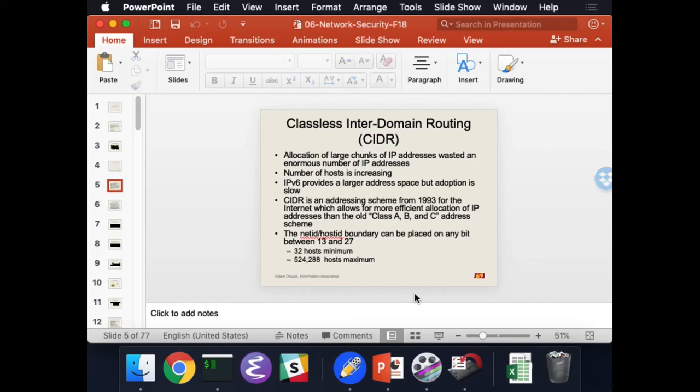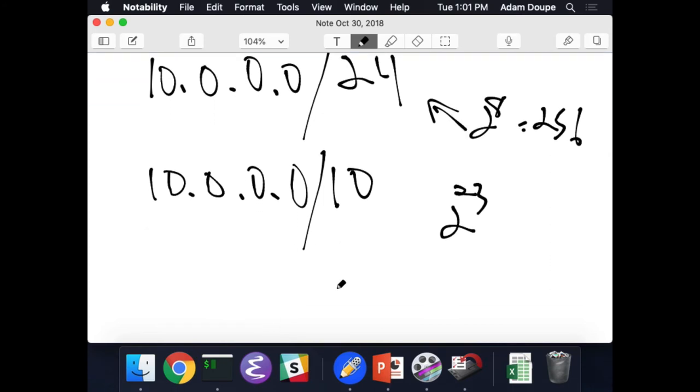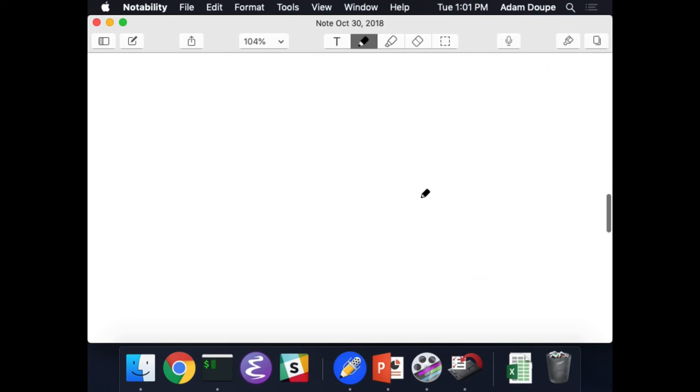Okay. So we can think of this as defining what machines are on our local network versus not on our local network. So a common thing we've seen. So what are some common IP addresses you know of? Let's start there.